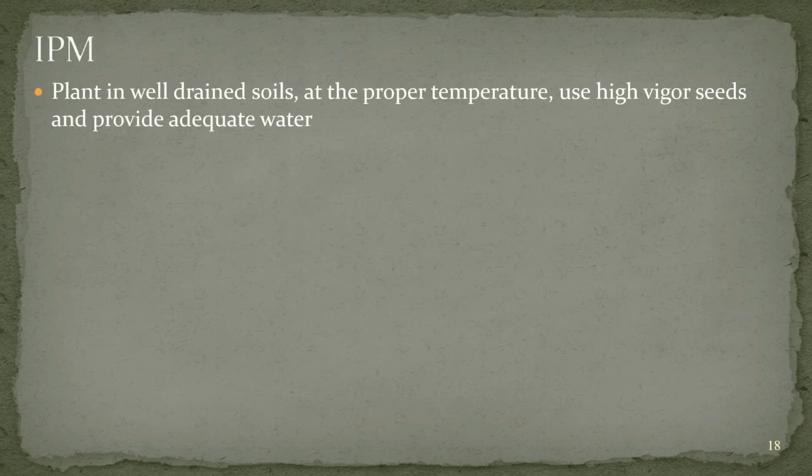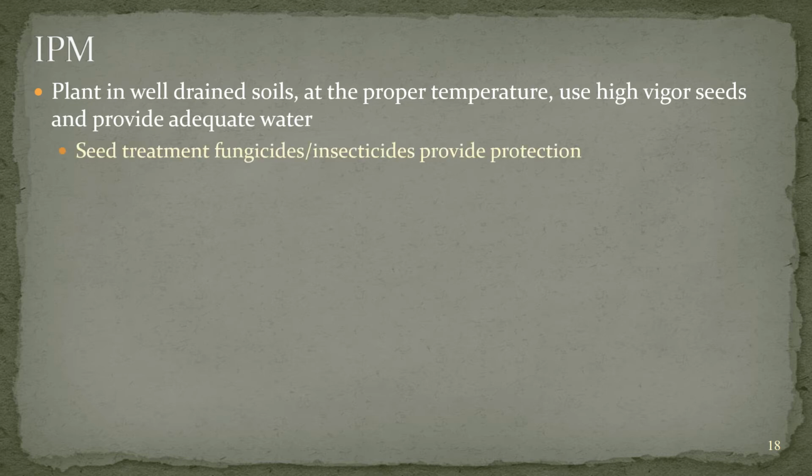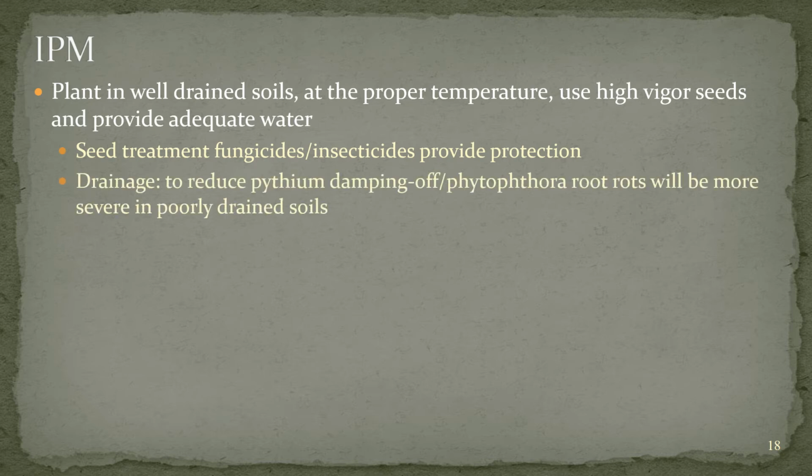We want to make sure that we're planting in well-drained soils at the proper temperature, using high vigor seeds, and providing adequate water. We want to use seed treatments, fungicides, insecticides to provide protection. For our drainage, we want to reduce Pythium damping off and Phytophthora root rots. They're going to be a lot more severe in poorly drained soil. So by managing our drainage well, we can reduce these.